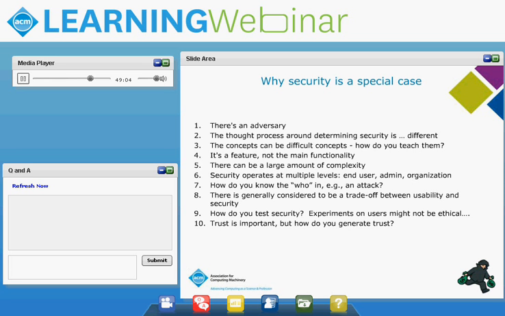There's a huge amount of complexity involved in security because you're dealing with an adversary. And this is at multiple levels. It can be at the end user level, it can be at the admin level, it can be at the organization. And on top of that, once you've detected something's happening, how do you know who is actually doing it? How do you actually get back to the individual? How do you have that level of accountability? On top of that, there's generally considered to be the trade-off between usability and security.